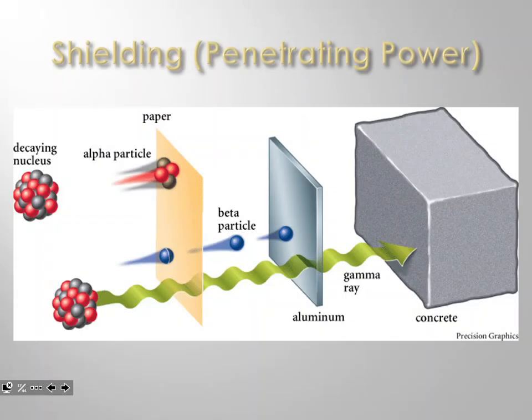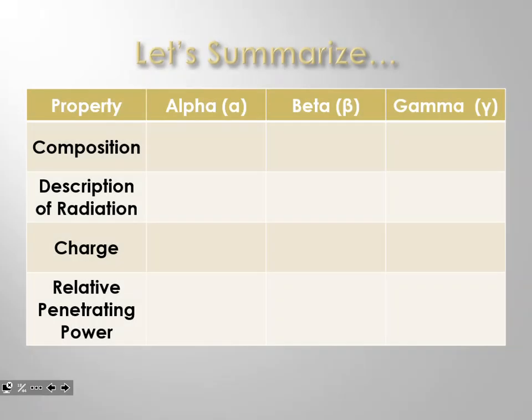Shielding, penetration, this is just a visual aid to help you understand. Alpha particles, not very penetrating, they get stopped by paper or clothing. Beta particles, a little bit more penetrating, moderate, will be stopped by foil or wood, and then gamma will be stopped by lots of concrete or several millimeters of lead. Okay? So now let's go ahead and write in our chart the information, if you haven't already.